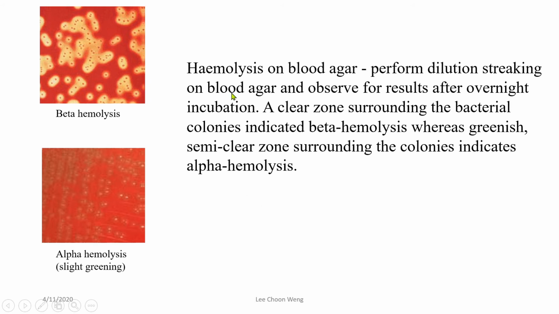Next, we'll look at hemolysis on blood agar. Pathogenic bacteria usually can also lyse blood. Blood lysis can be categorized as beta hemolysis, which is a clear zone surrounding the bacterial colony, or alpha hemolysis, where there is slight lysis, only slight greening and not as clear as this one. There's another category which is gamma hemolysis, which actually means no hemolysis.